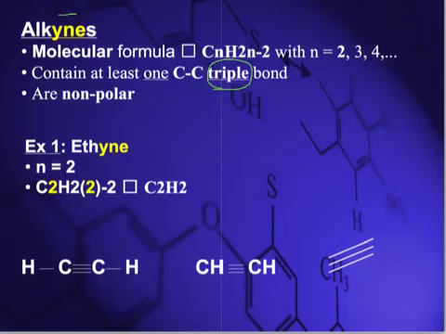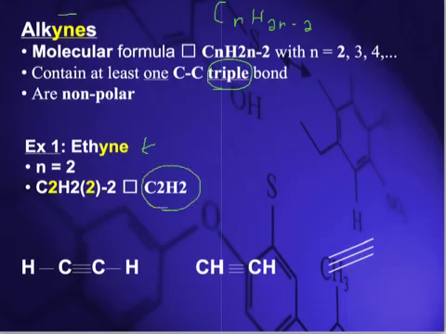And because they have another bond, they have two fewer hydrogens. So therefore, their general formula is CnH2n minus 2. So let's look at an example. An ethyne. Eth is 2 carbons, and if we put it into the general formula, we get C2H2.